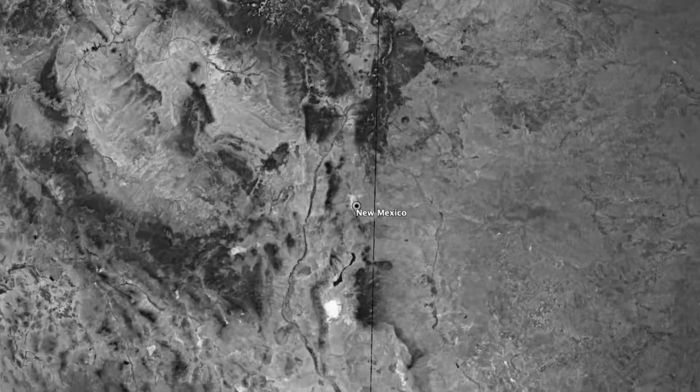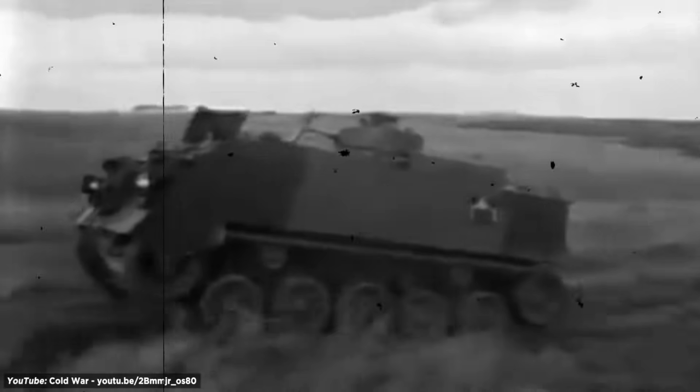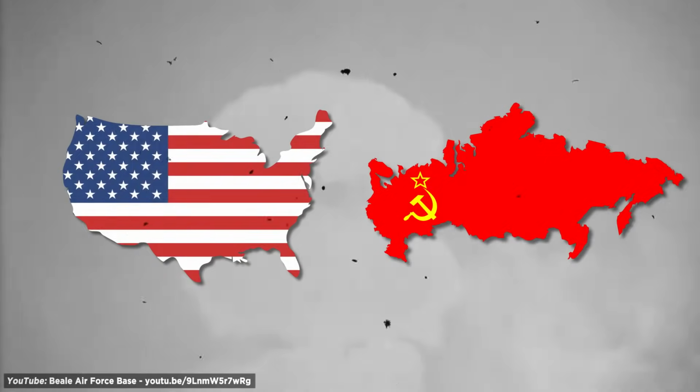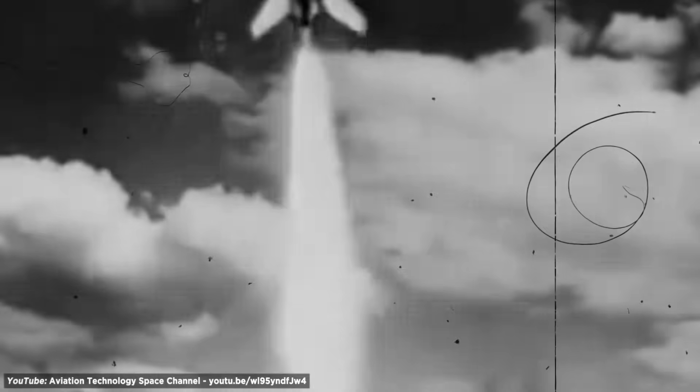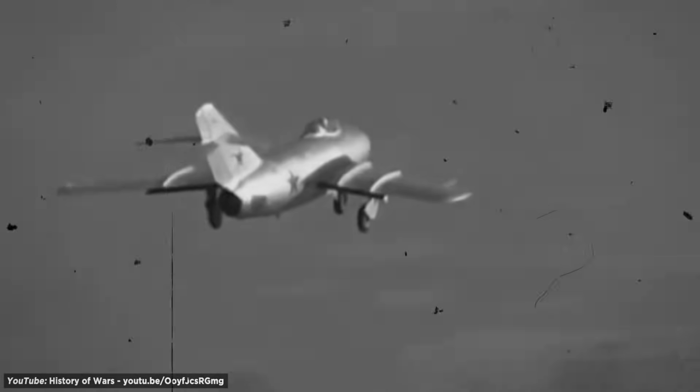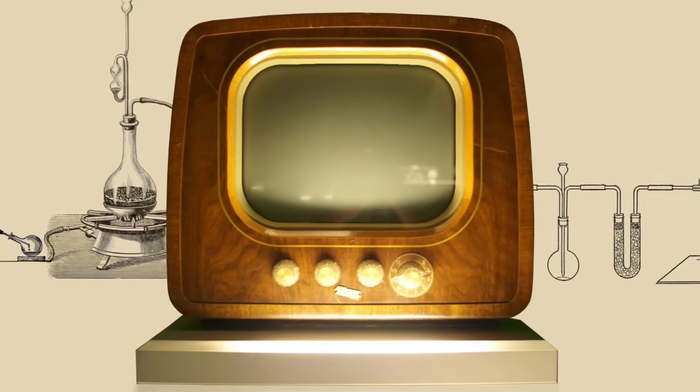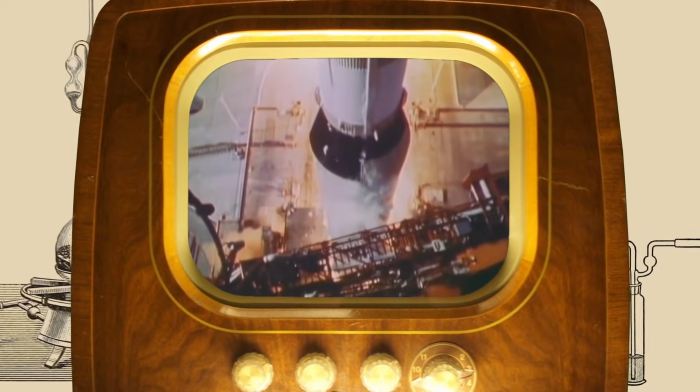deserts of New Mexico. It's the start of the Cold War, and the contest for global power between the USA and USSR is beginning to heat up. Both sides are frantically racing to develop better, faster aircraft that might just give them the edge if World War III broke out. As well as the threat of war, both superpowers were hungry for the biggest scientific prize there was: putting a man on the moon.